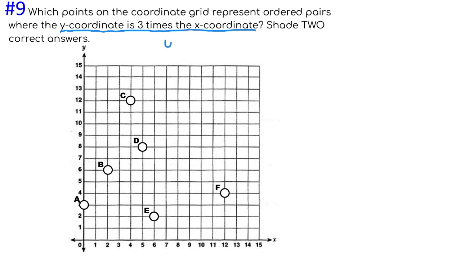So y equals 3 times the x-coordinate. Now, of course, that multiply sign does not exist in algebra, so we're talking about y equals 3x, 3 times x. So we want to take the x number, which is first, and multiply times 3 to get the y number. So answer choice A, if we run then jump, we see that it is at 0, 3.